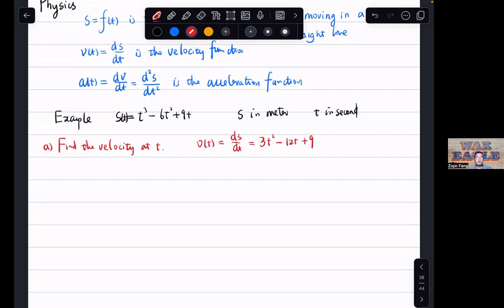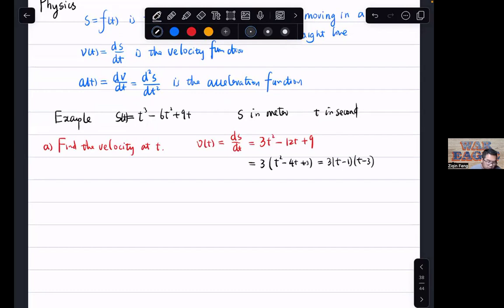Later we want to decide when the particle is moving in the positive direction and when the particle is moving in the negative direction, which means velocity is positive or negative, or at rest, equal to 0. Let's try to factor this function to prepare that calculation. I factor this function: you get 3 times t squared minus 4t plus 3, so you get 3 times t minus 1, t minus 3.